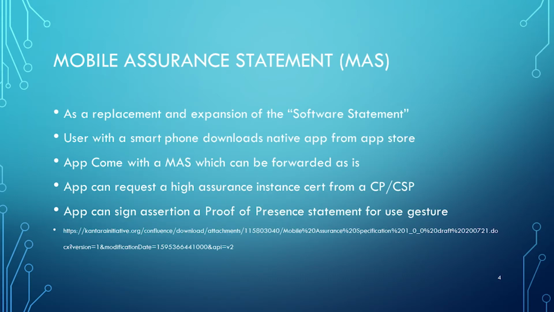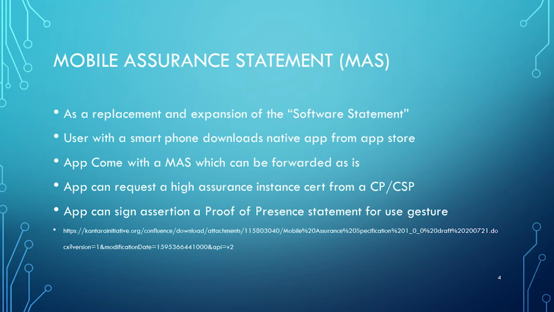The key to this is what we call the mobile assurance statement, which is a spec that we're working on. It's kind of like the software statement, except it's taken up a level to add additional information. The idea is that when the user gets the native app, they still have some other processes that they have to go through in order to make sure that they meet the criteria.